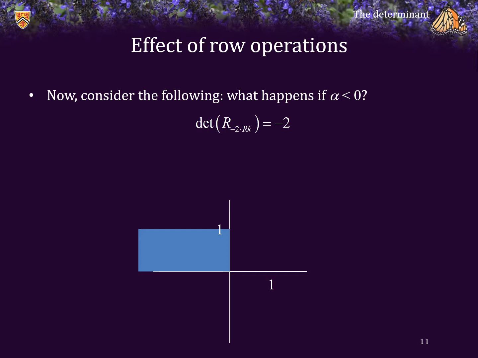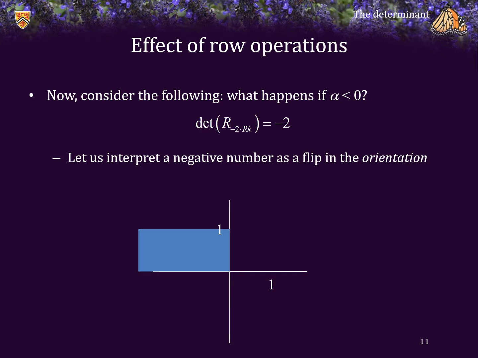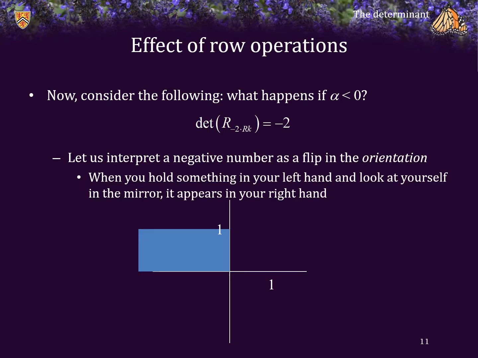So what does it mean to have a negative determinant? Well, let us interpret a negative number as having a flip in orientation. Now, what does that mean? For example, if you take a look at yourself in the mirror and you are holding something in your left hand, when you look at yourself in the mirror, it appears as if it is in the right hand of your image. Incidentally, if you look at yourself in a mirror where you see yourself in a mirror, the object in your left hand once again appears to be in your left hand.